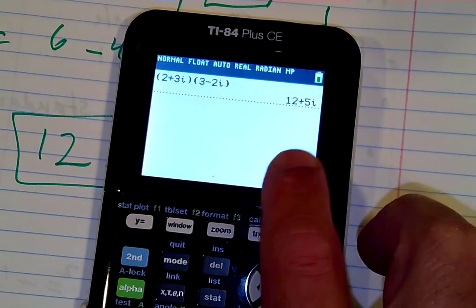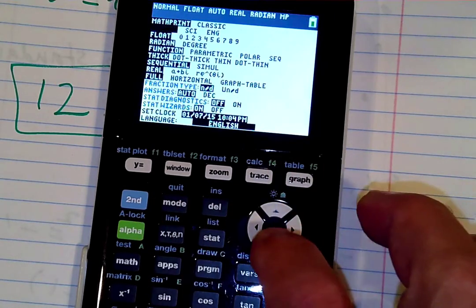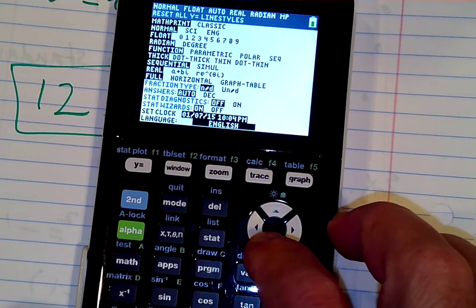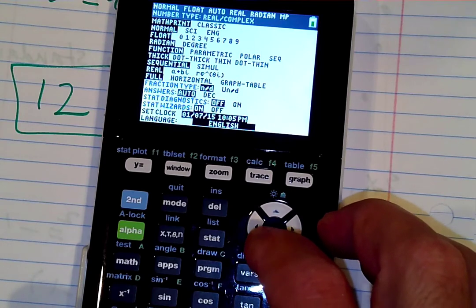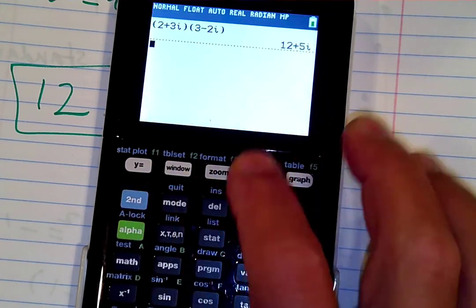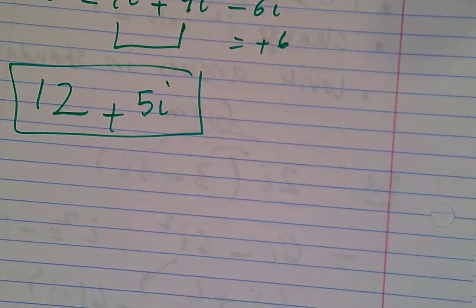Make sure your mode, if it didn't give you an i, then you go to mode. Oh, it doesn't really have to be. Even if it's on real, it would still give you the i, okay? But if you put it on a plus bi, then it will make sure you do it. So this is fine. It's working either way.